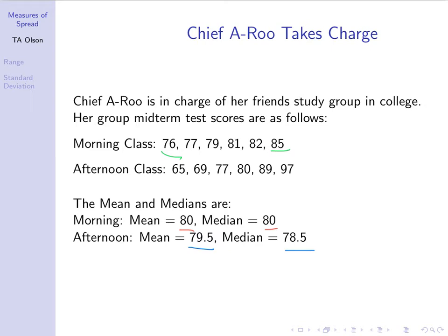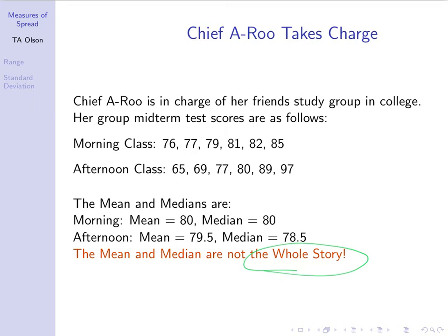In the morning class, there's only 9 points separating the lowest performing person in the study group and the highest performing person, whereas in the afternoon class, there's 32 points between the low and the high. So the means and the medians don't tell us the whole story about the data sets. There are fundamental differences beyond just where the centers are.